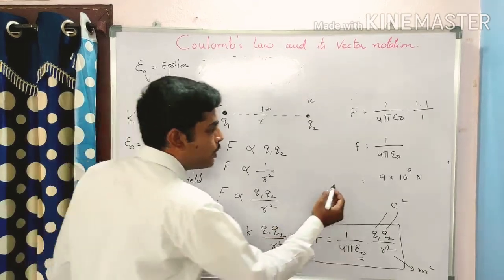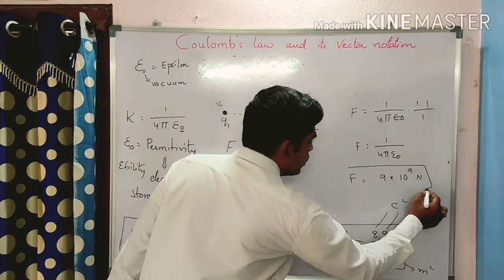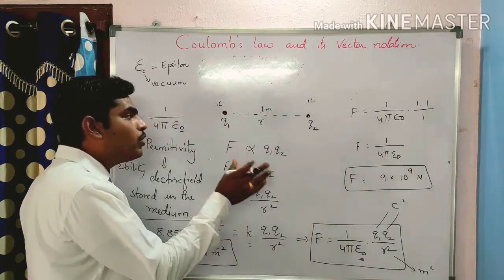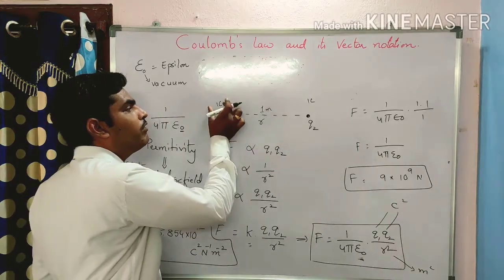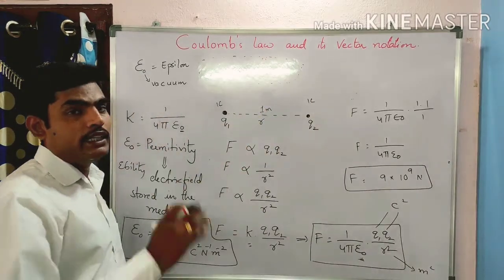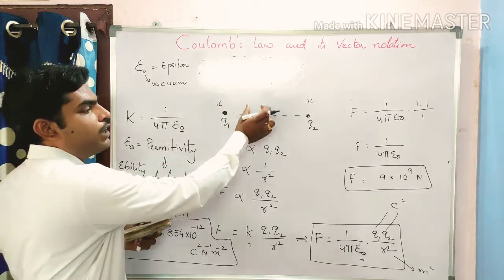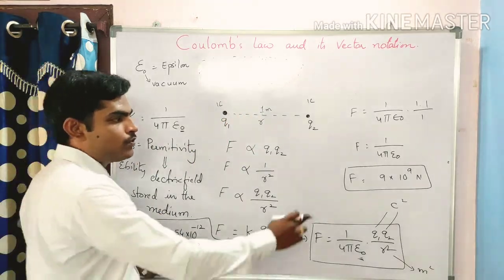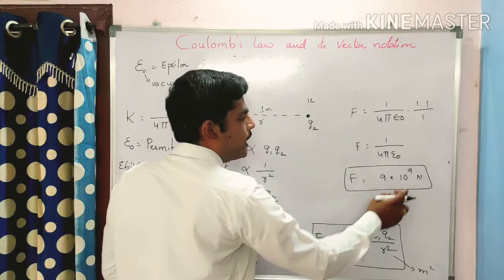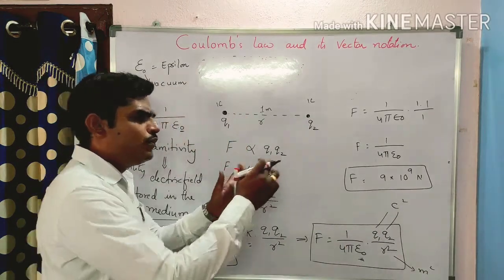What is 9 into 10 to the power of 9 newtons? It is the force between two charges of 1 coulomb and 1 coulomb, unit charges, separated by a distance of 1 meter. Then the force value is 9 into 10 to the power of 9 newtons. See friends, this is a large force.